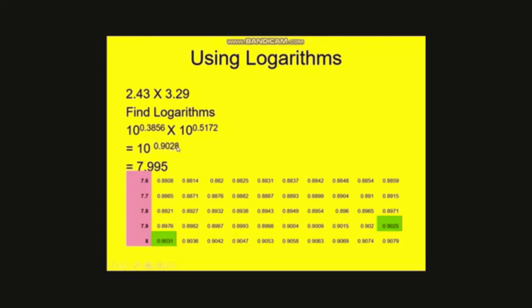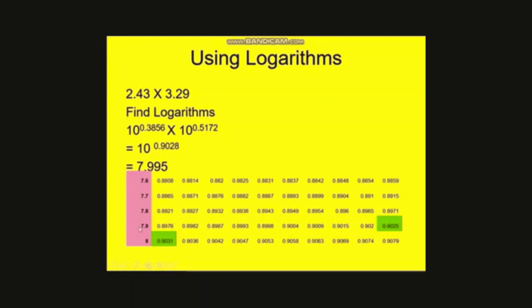So we've got to sort of use our log tables backwards. So in this table, I'm looking for 0.9028. So I've got 0.89 here. If I keep going, I get to 0.90. I've got 900, 901, 902. I'm looking for 9028. This gives me 9025. So if I go to the next line, I get 0.9031. Okay. Now 0.9028 just happens to be halfway between these two.